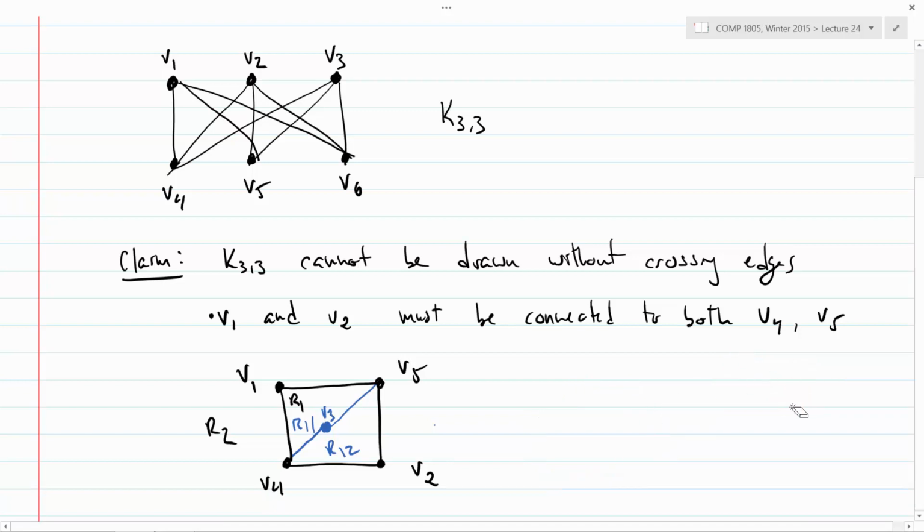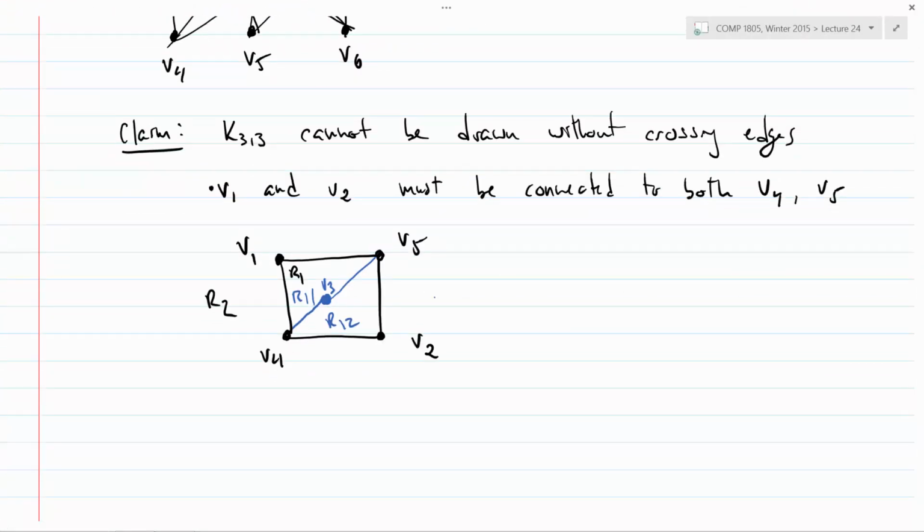Okay, so that means that K33 is not planar, and that means that it cannot possibly be drawn without edge crossings in the plane. So this isn't a full proof. I did a proof by picture, which you're not allowed to do, but I am. But it's okay, because I'm not going to ask you to repeat this on a test or an exam. I'm just trying to give you a flavor for this. So K33 cannot be drawn without edge crossings. You can't do it. Any questions about that?